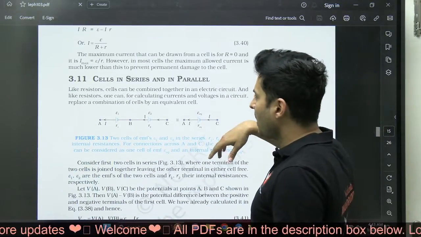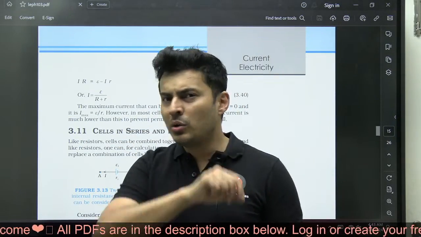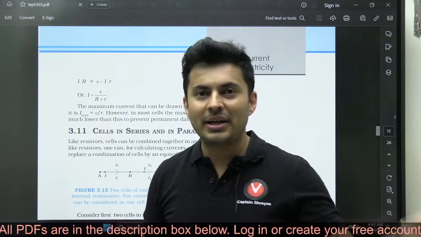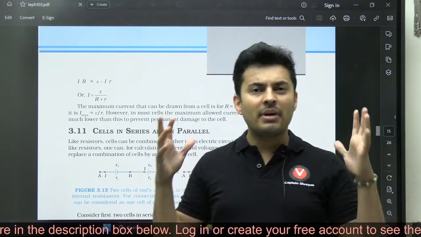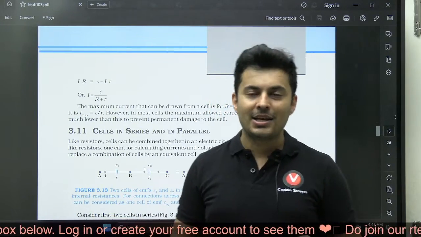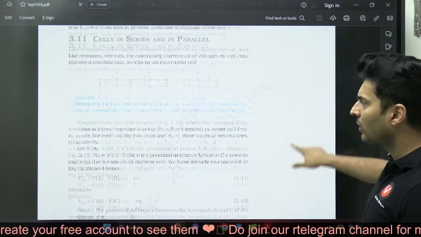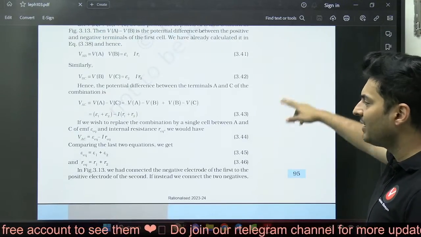Okay. Then, when you want maximum current to be drawn from the battery, you do not connect any external resistance. So, the battery is said to be shorted. Maximum current will flow through the battery. So, it will be E by r. The current flowing will be E by r. That's the maximum value.